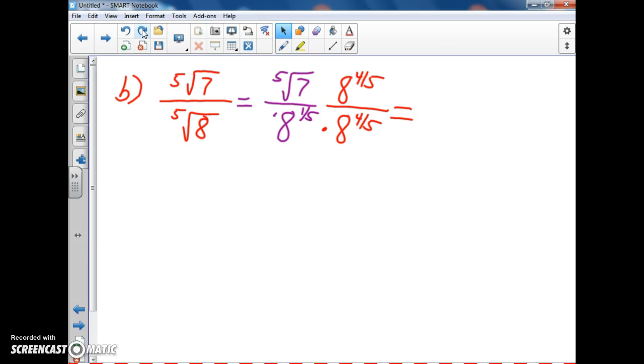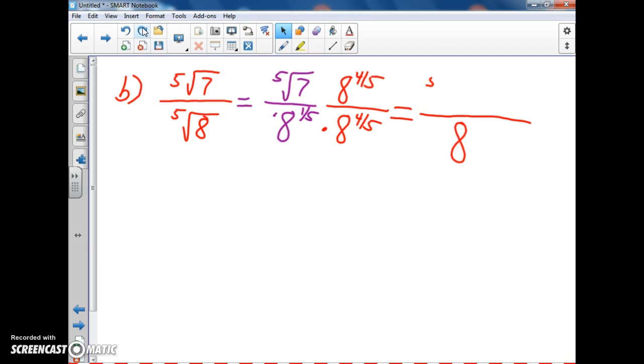When you multiply those, you add the exponents, as you have learned, so that becomes 8 to the 5/5, which is just plain old ordinary 8. Now look at the top. What kind of house does this live in? A 5th root house. What kind of house does that live in? A 5th root house.